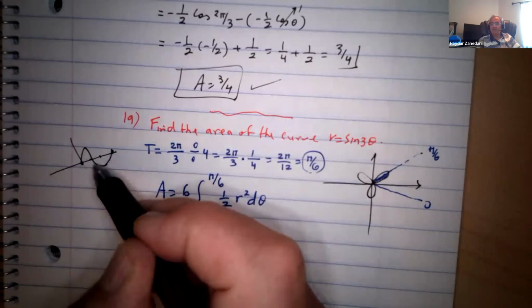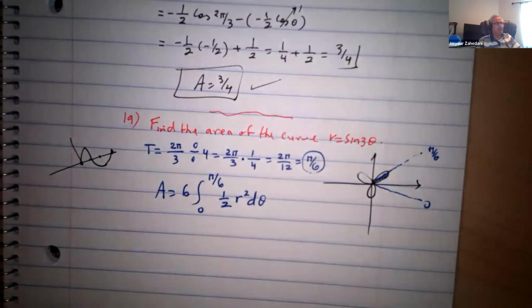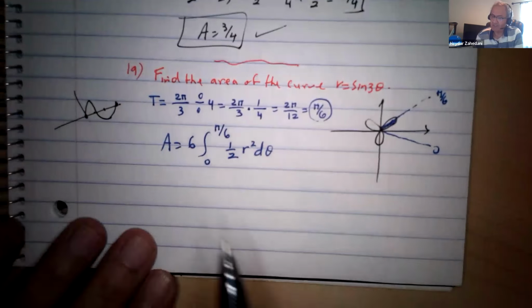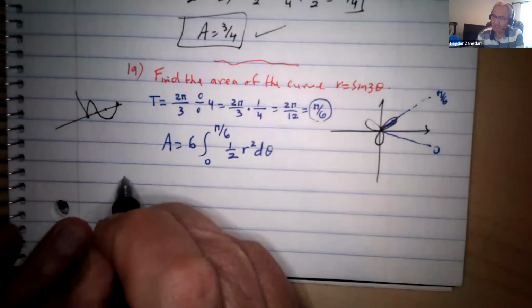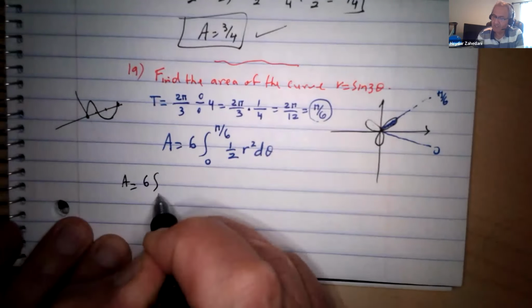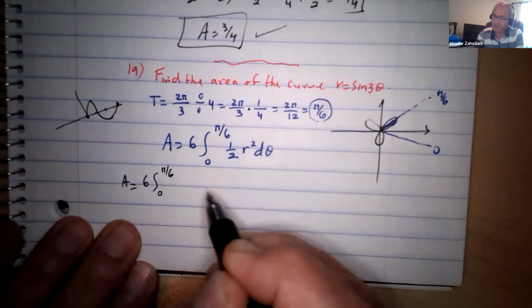And it's going to be the maximum, the minimum in the meantime to get those intercepts. So that's pi/6 that you got over here. That's why we divide by 4. Now you substitute and integrate. Okay, so this is it. A is equal to 6 times the integral from 0 to pi/6.